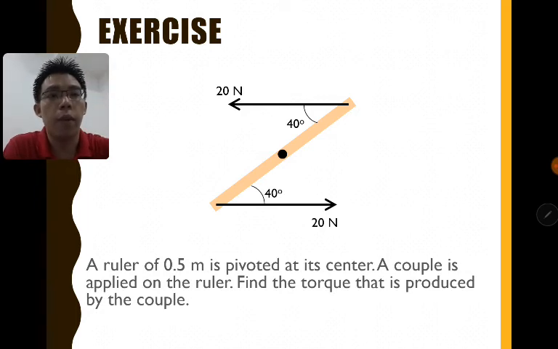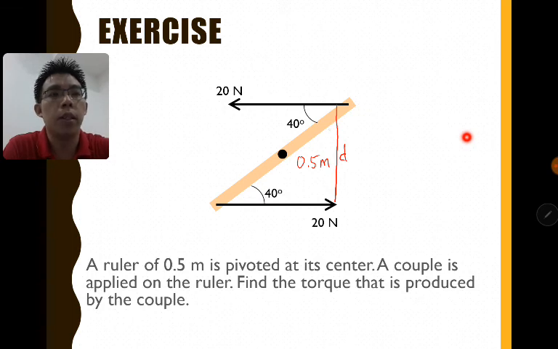The next one, we have this. The ruler is 0.5 in its length. It's a half meter rule. Pivot at the center. The couple is applied to the ruler as shown. Find the torque that's produced by this couple. So by definition, it's supposed to be one of the force times the perpendicular distance. So you cannot straight away use 20 times 0.5 because 0.5 is not the perpendicular distance. So we need to find the perpendicular distance, which is this here.